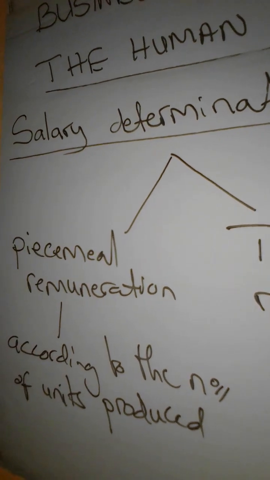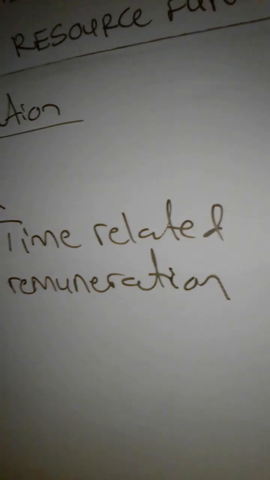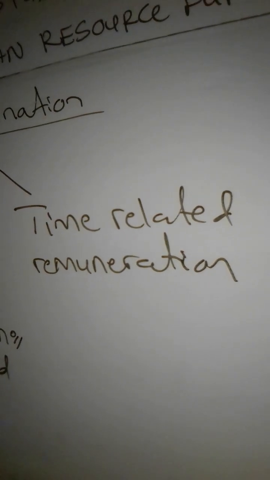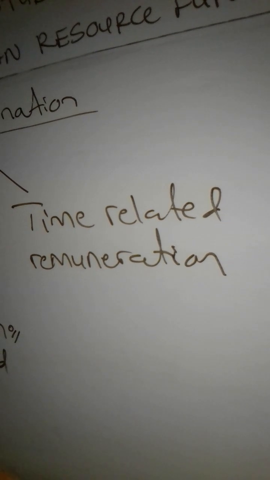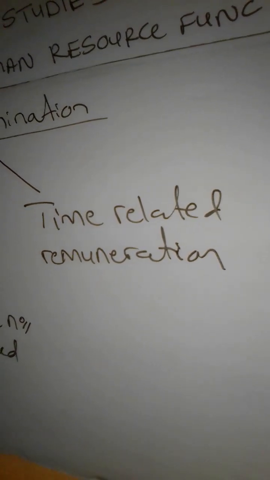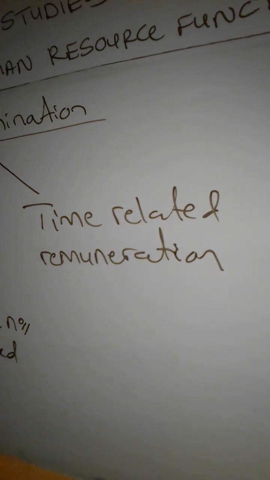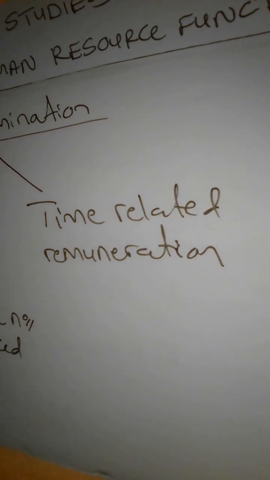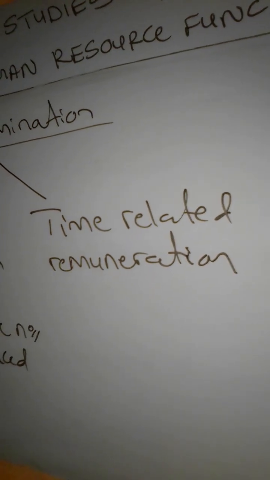That's the piecemeal method. Okay, now let's move on to the time-related remuneration. Time-related, from the phrasing itself, you can already know exactly what it is all about. Workers are paid for the amount of time they spend on the task. How much time did you spend? Did you spend 3 hours? Did you spend 4 hours? Did you spend 8 hours? You are going to be paid according to that.